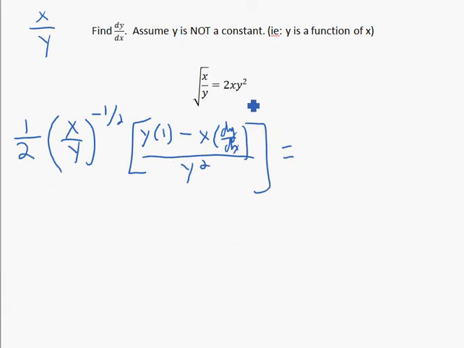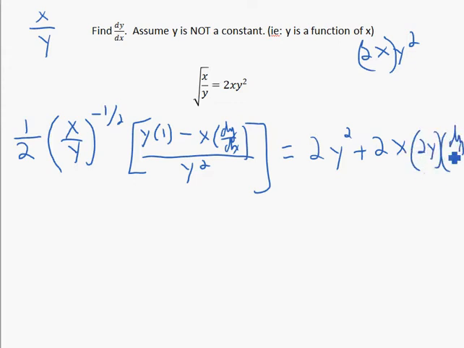On the right, we've got to do the product rule. So we have to derive 2xy squared. And deriving this, we'll put the 2x together. So we have to derive the first, that's 2 times y squared, plus 2x times the derivative of y squared, which is 2y times dy/dx. So not too bad.